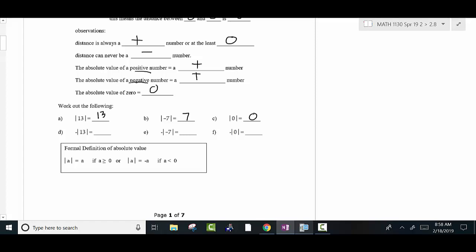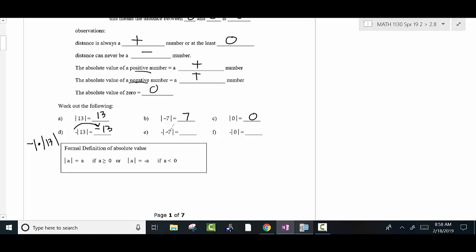I do have a negative in front of the absolute value, so what's the answer? -13, right. The absolute value of 13 is 13, but the negative just reattaches like that, because technically what that means is -1 times the absolute value of 13. How about the next one, E? I see students mess up on this all the time. Is that 7 or -7? It's got to be one of the two.